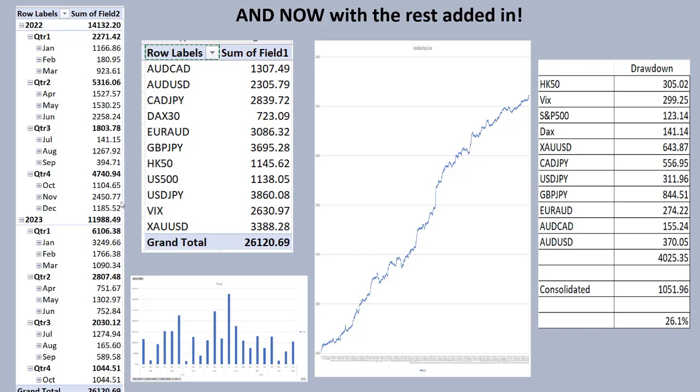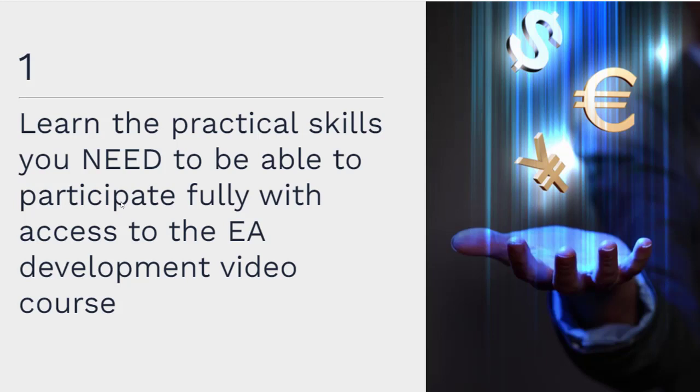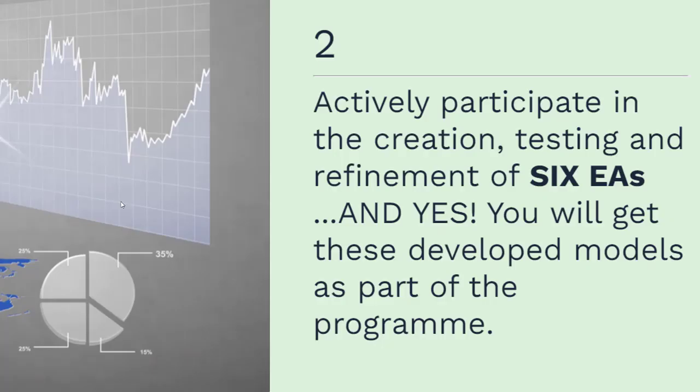So, that's why we wanted to have this participation, this community set up to continue to work on this as a concept into program 2. So we're looking for program 2. No programming coding required. We make sure that that happens for you and get access to our programmers at the end of the course. And you learn the practical skills throughout to be able to participate fully. There's an EA development video course. There's webinars every week to help you along the way. And you actively participate in the creation, testing, and refinement of 6 EAs. And yes, you'll get these developed models as part of the program once they're fully live.